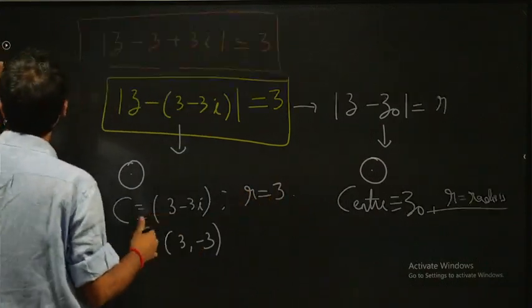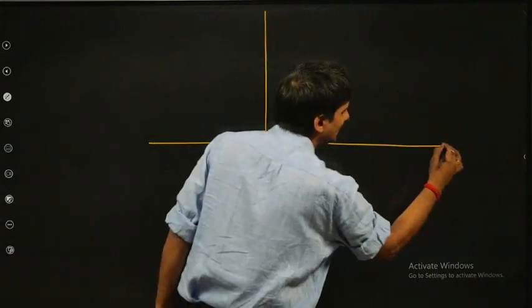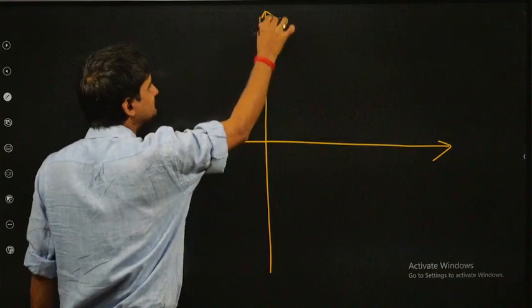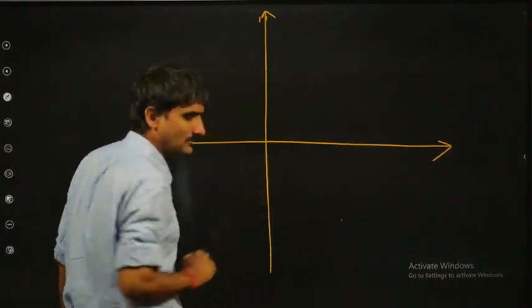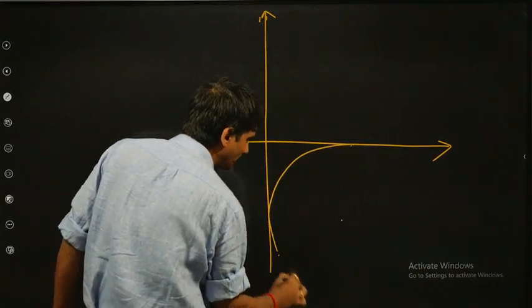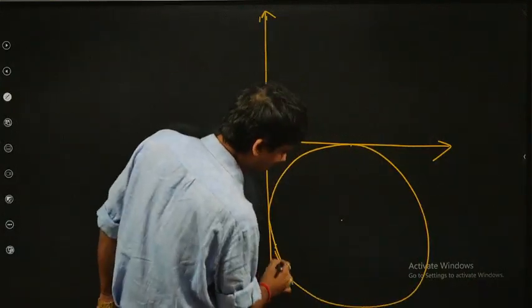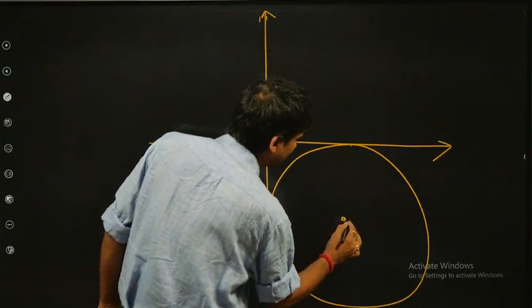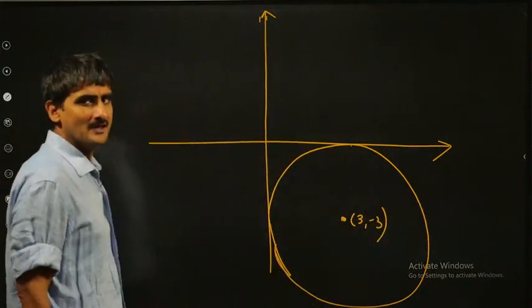So if I draw this equality part, that means the curve on the Argand plane, of course the complex plane, the center is 3 comma minus 3 and radius 3. That means it's a circle that touches both the axes. So that's a circle here. That's the center here, 3 comma minus 3.